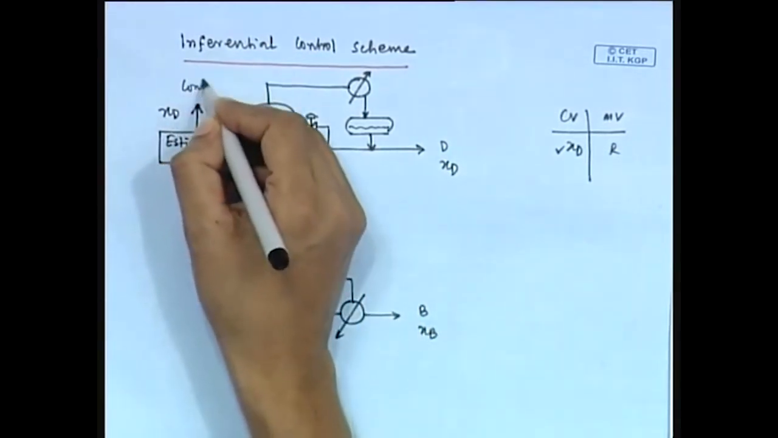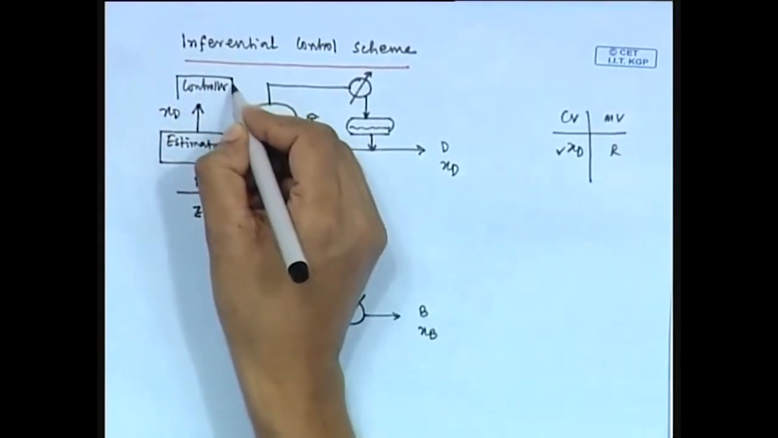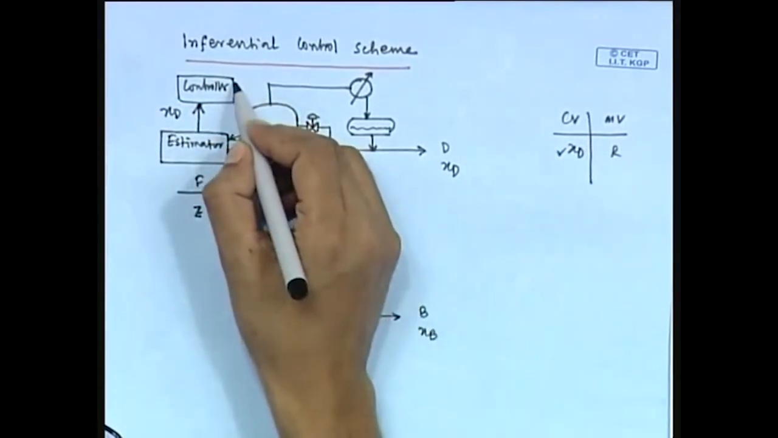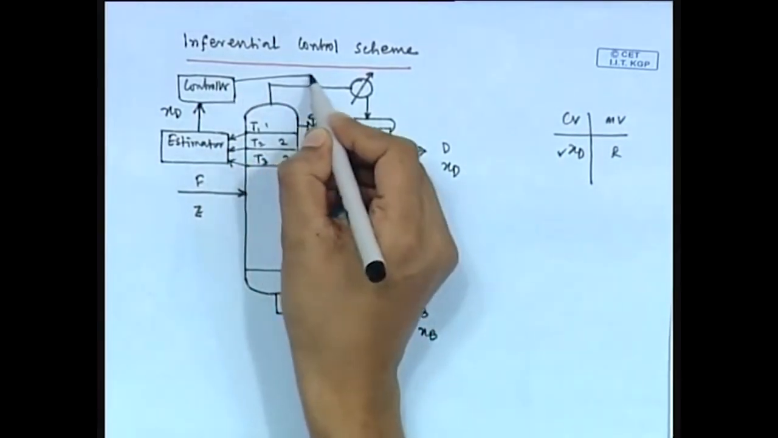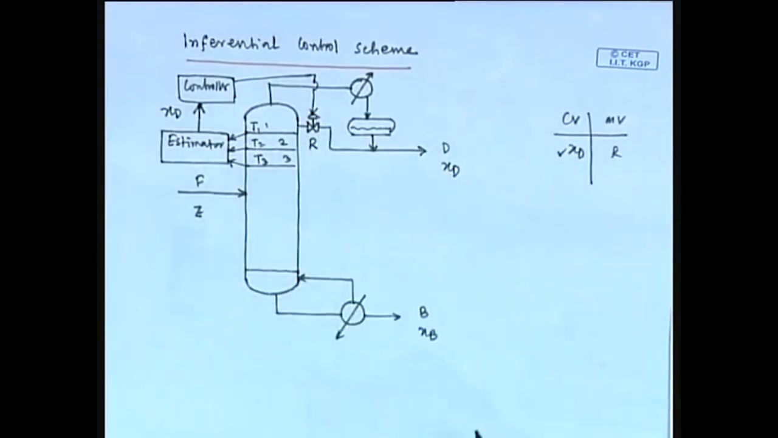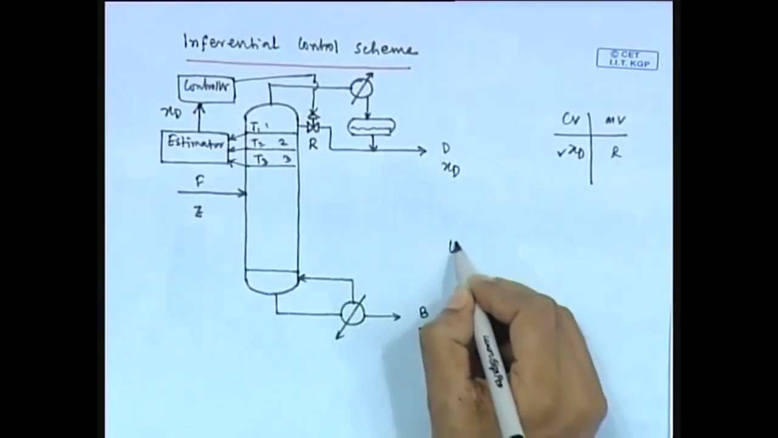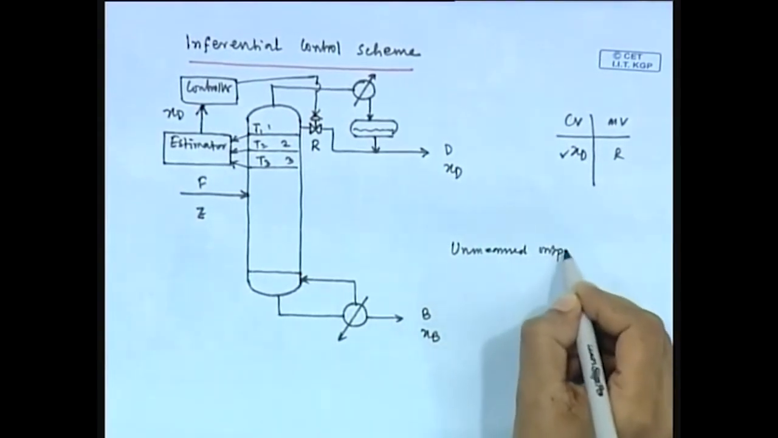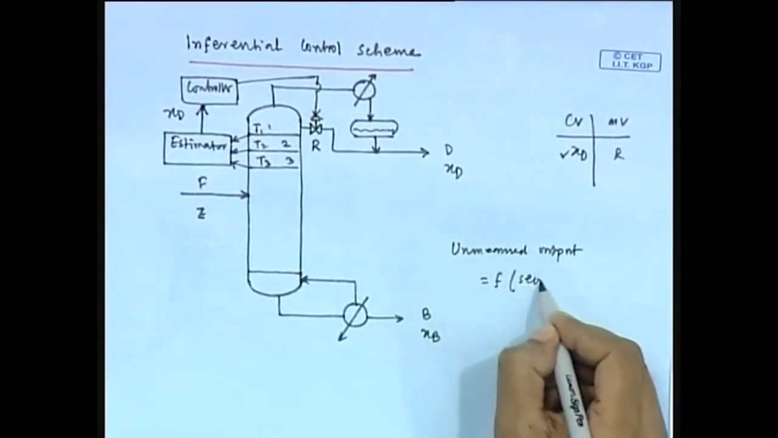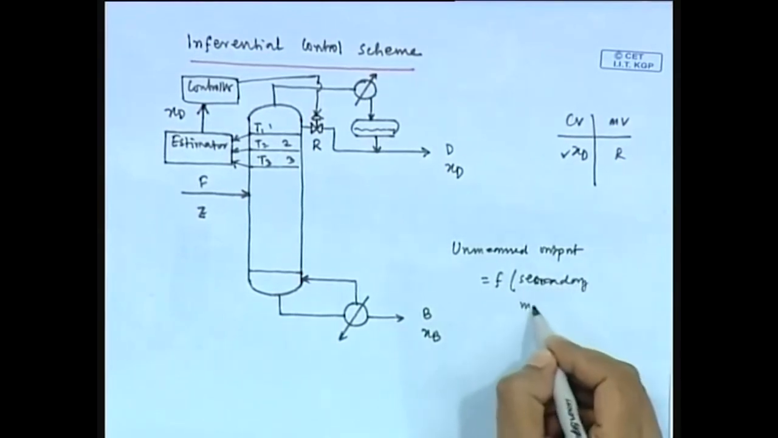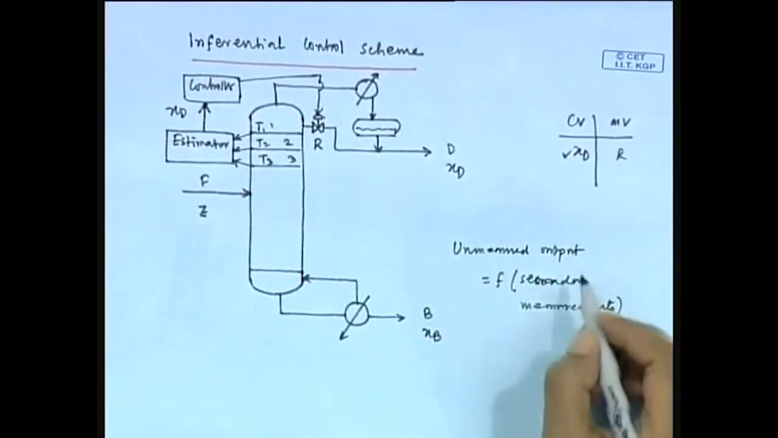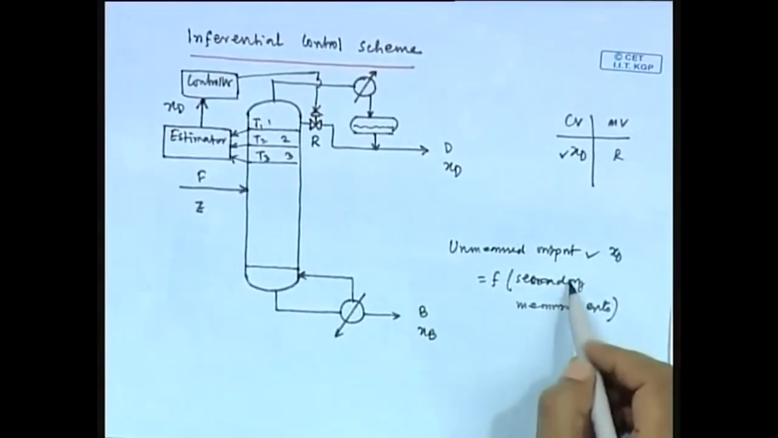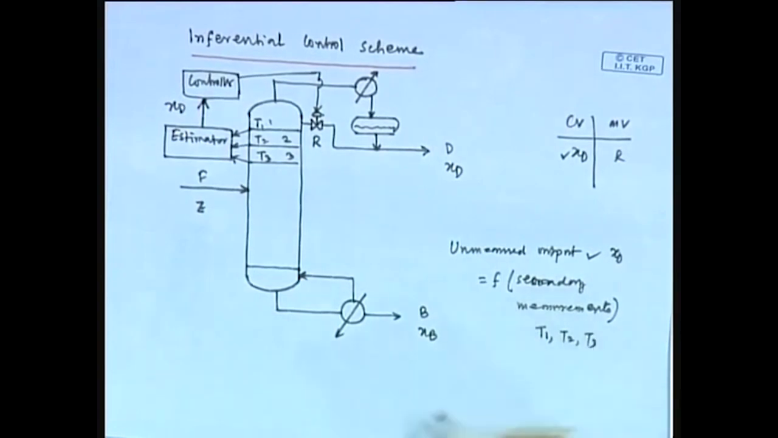Then, as usual, this estimated composition XD goes to the controller, and the controller calculates the action, and those control actions are implemented through this control valve. Fine. Since the product composition, which is the control variable, is inferred, that is why the controller is called inferential control. Fine. So, we can write that the unmeasured output is basically a function of secondary measurements. Here the unmeasured output is XD, and the secondary measurements are three temperatures, T1, T2 and T3.